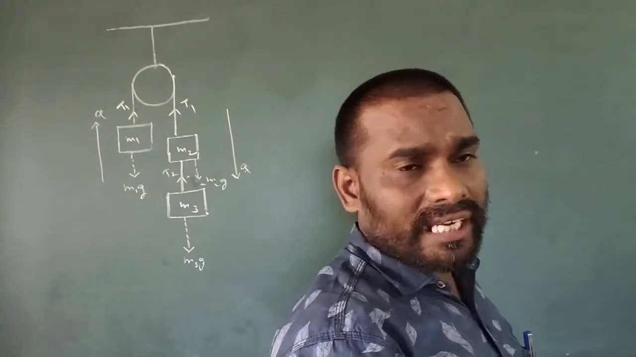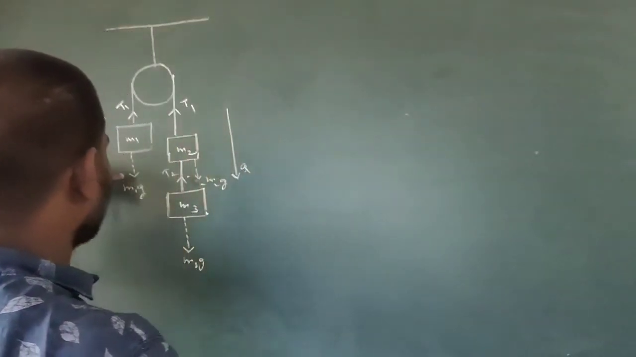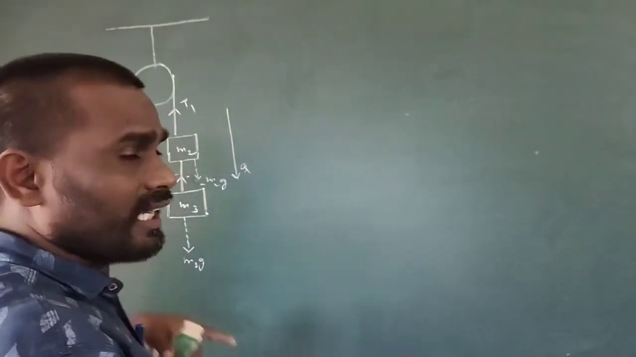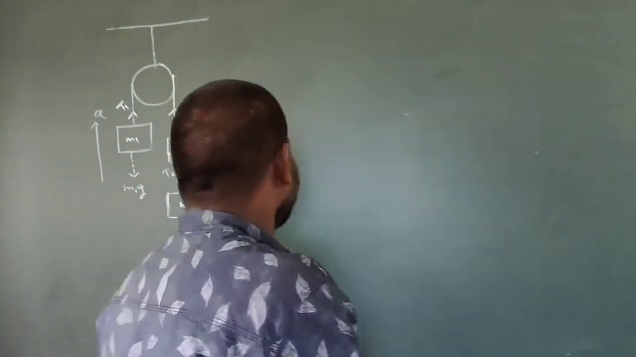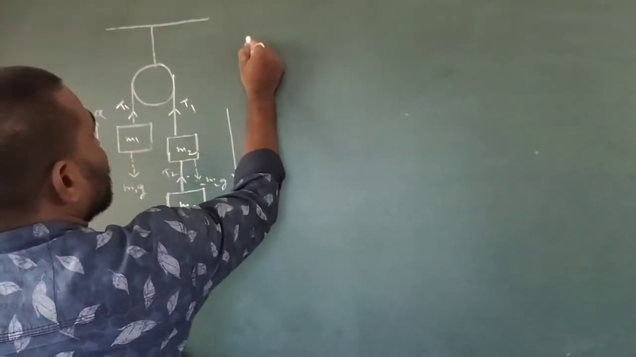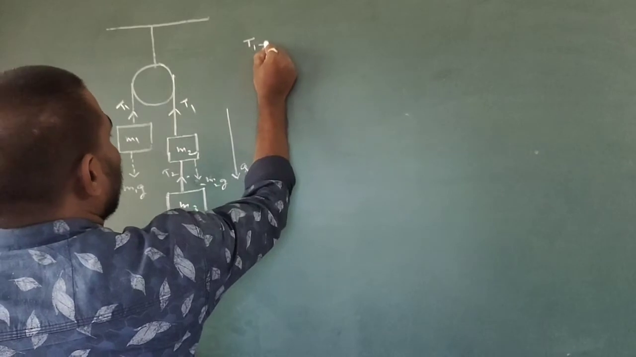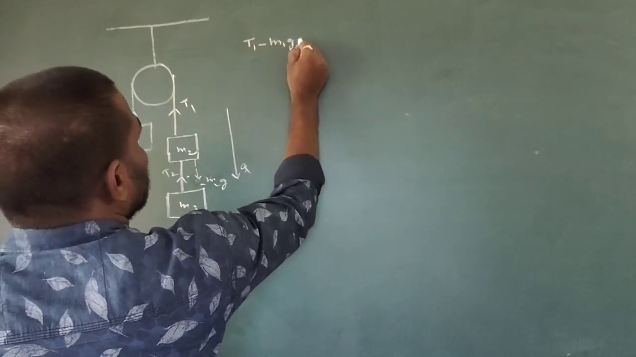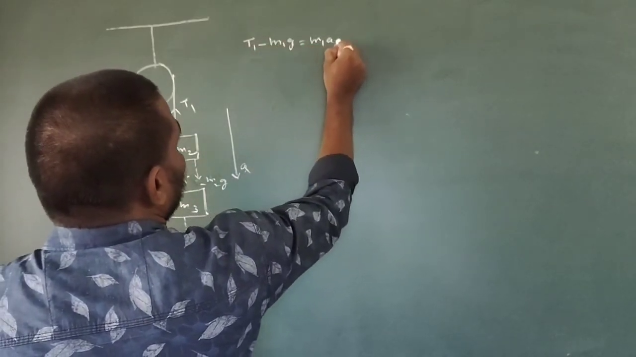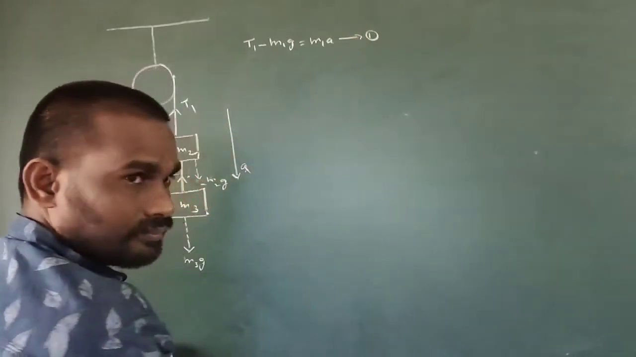Then the net force acting on the first body. The first body is moving vertically upward, that's why the tension force is more than the weight of the body. That's why T1 minus m1g is equal to m1a. That is equation number 1.